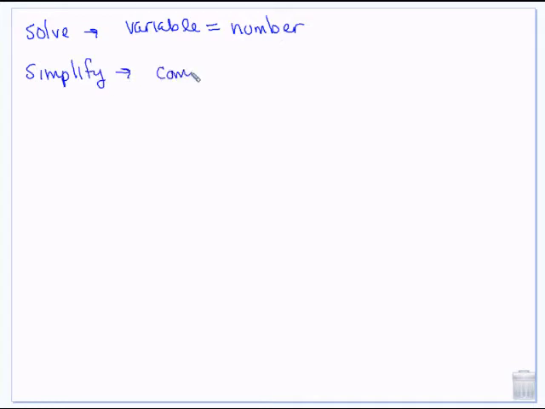Going to look at the difference. Okay, so solve means you're going to end up with a variable equals a number. Okay, simplify is just combine everything until you can't combine anymore.